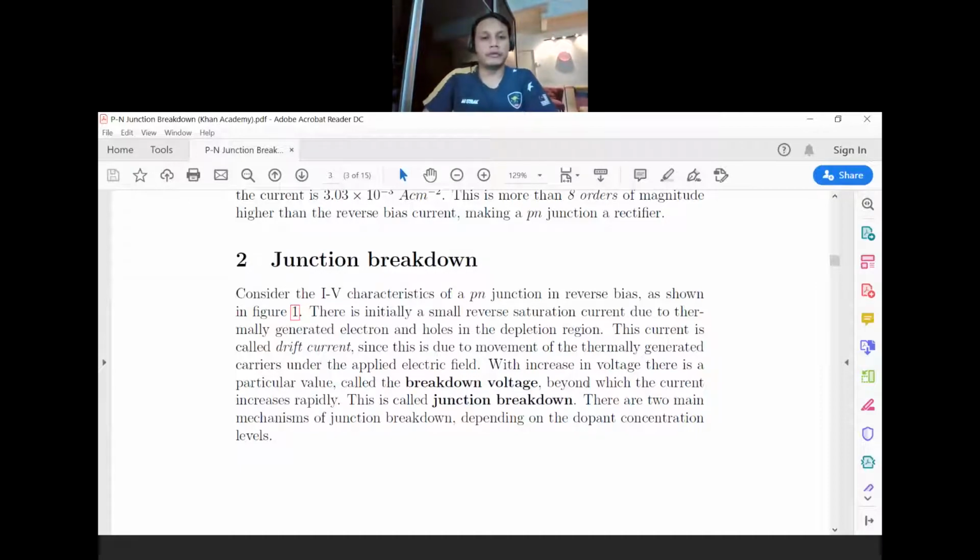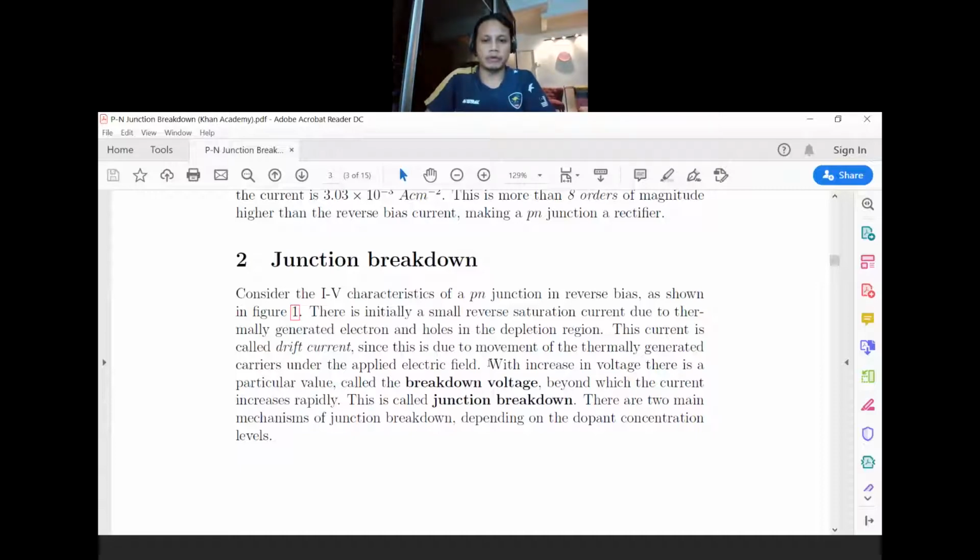Okay, so if you look at this PDF, now you can see the PDF, right? Can you see? Okay, that's good. So you can see under section 2, junction breakdown. This note actually covers junction breakdown and heterojunction as well, but I'm not going to go through heterojunction on this. I'm just going to look at the junction breakdown explanation for you to understand more, right? So you can go through this section 2, junction breakdown.